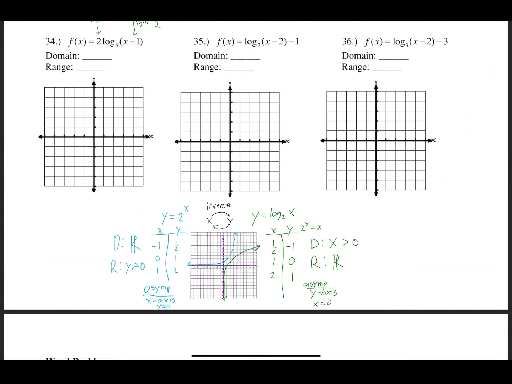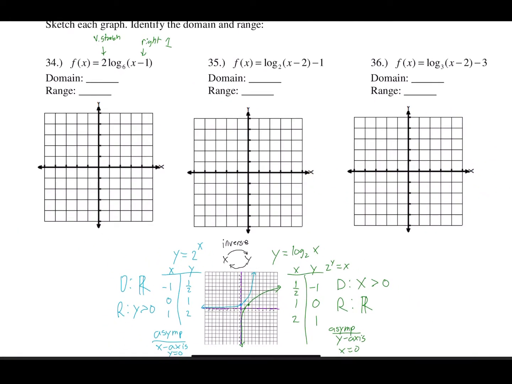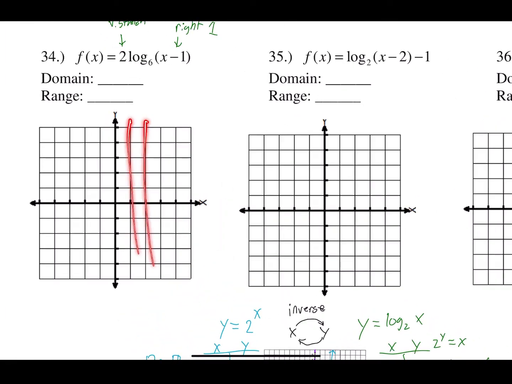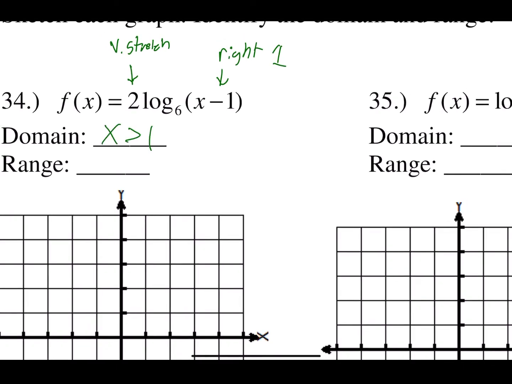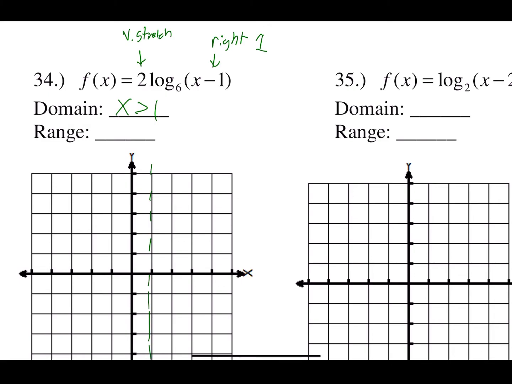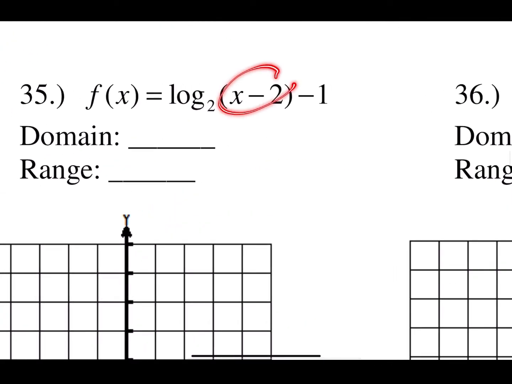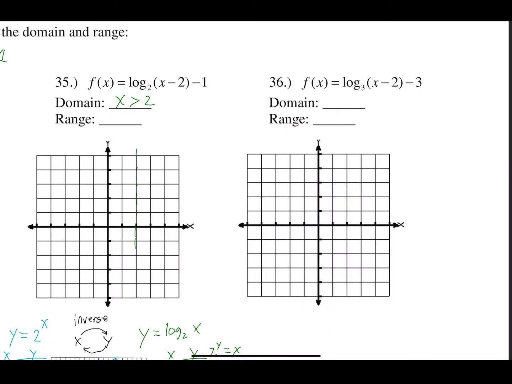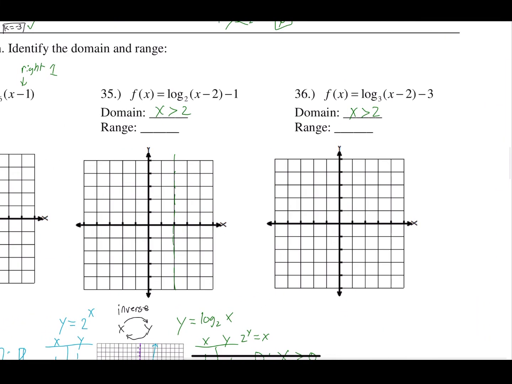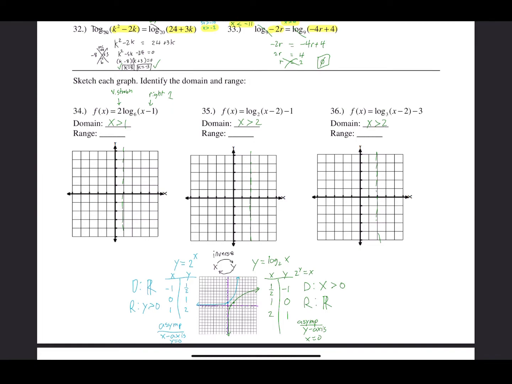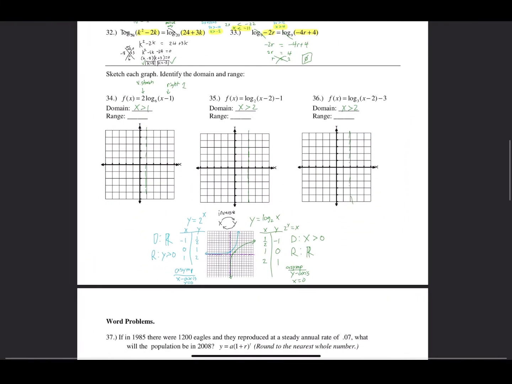And now we could at least see some basics of what these graphs might have to do. But I know the domains of all of these. If they've shifted right, then all of their asymptotes have shifted right. So in this case, this one went right 1. Its domain is all the x values greater than 1, the asymptote. This one shifted right 2, so all of its domain values are all the values greater than 2. Its asymptote is at x equals 2. This one shifted right 2, so its domain is also greater than 2. Its asymptote is at right 2. For the ranges, doesn't matter if we shift up or down, the range of any log function is all real numbers.